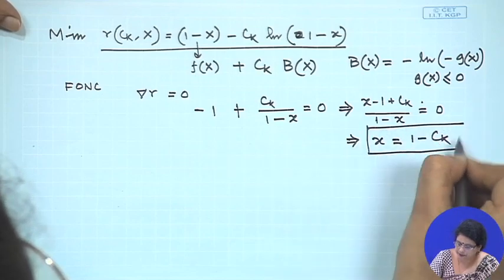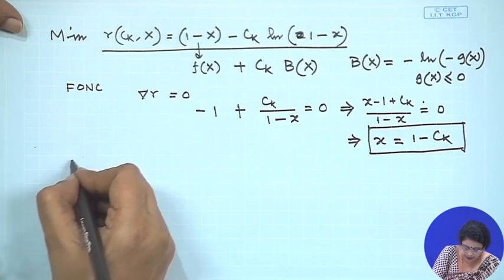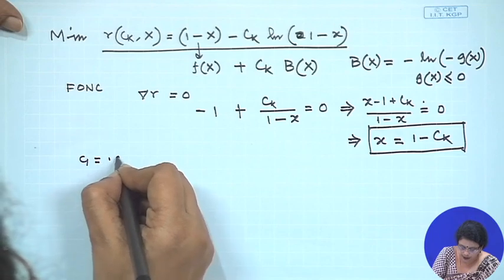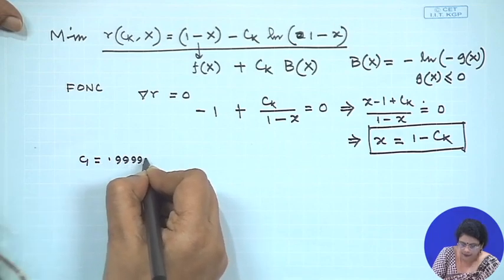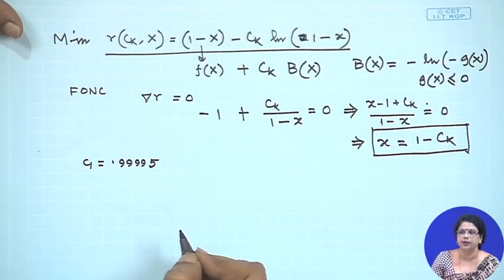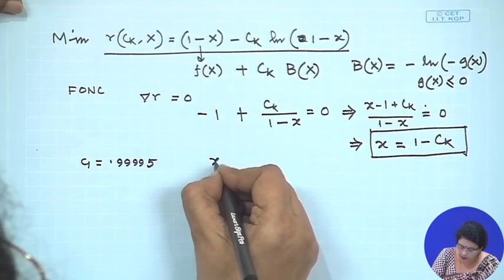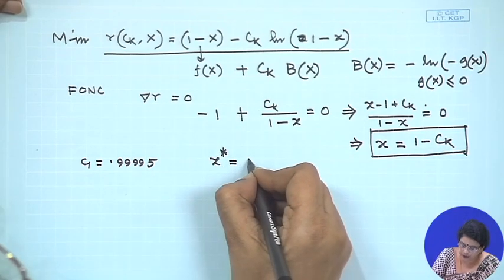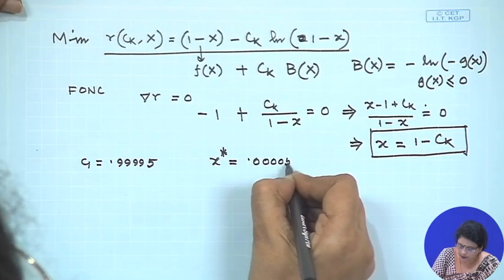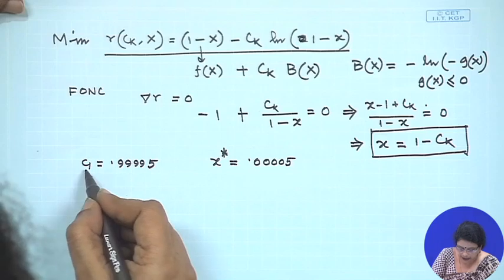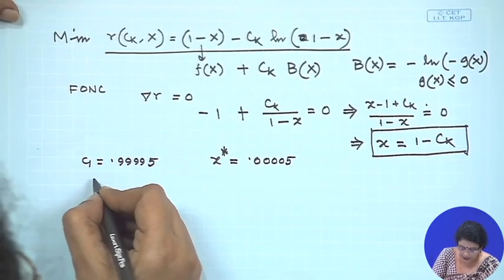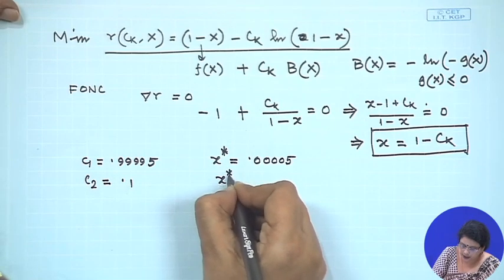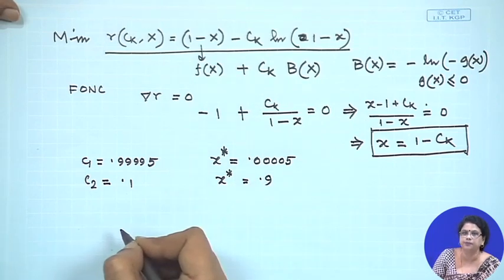Clear? That is why let me consider first k is equal to 1. Let us consider C1 is equal to some very high value, we will start with 0.9995. Then what will be the corresponding optimal solution for this? x star must be 1 minus c_k, that is why the x star value will be 0.0005. Now, I have to decrease C, that is why let me consider C2 as 0.1, then the corresponding x star would be equal to 0.9, all right.